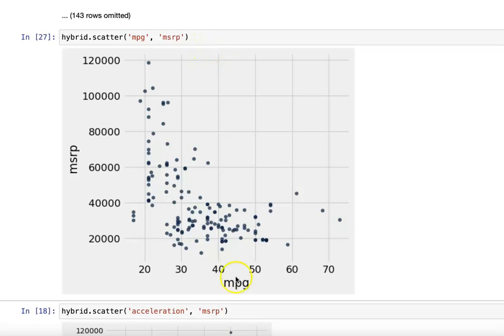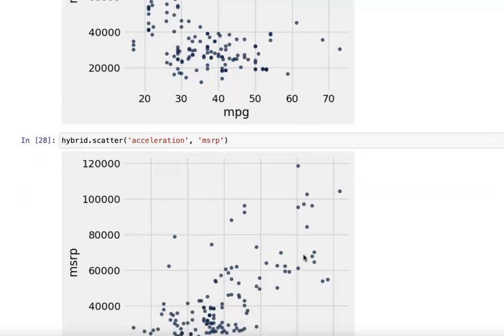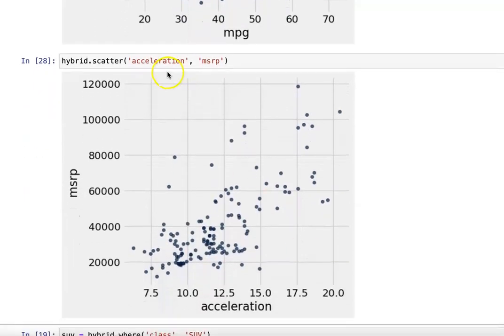Let's see MSRP with the acceleration. Okay, so here is our MSRP with acceleration. This one is actually more linear. We can see this one kind of goes this way. Like we said earlier, if they have a positive association, we have more dots on the top right and bottom left. So that's why we can see that higher acceleration does have a higher price.